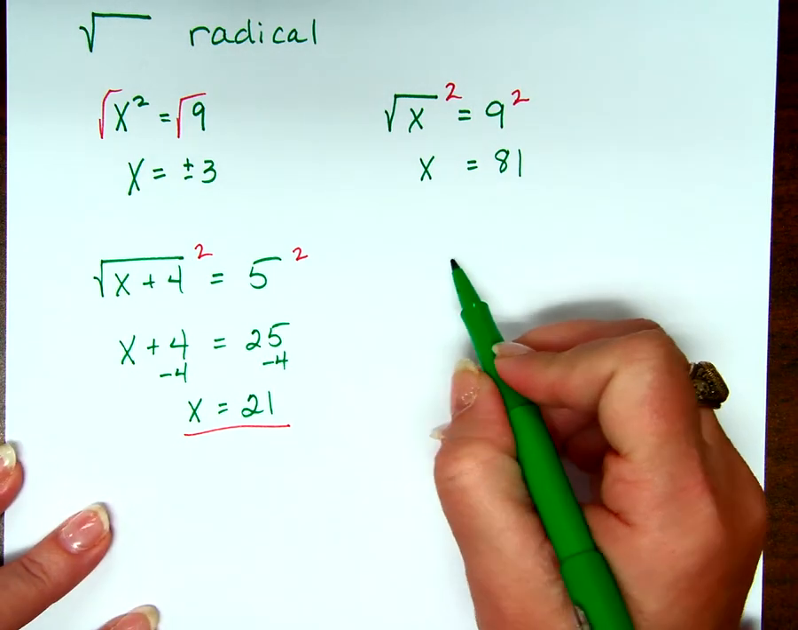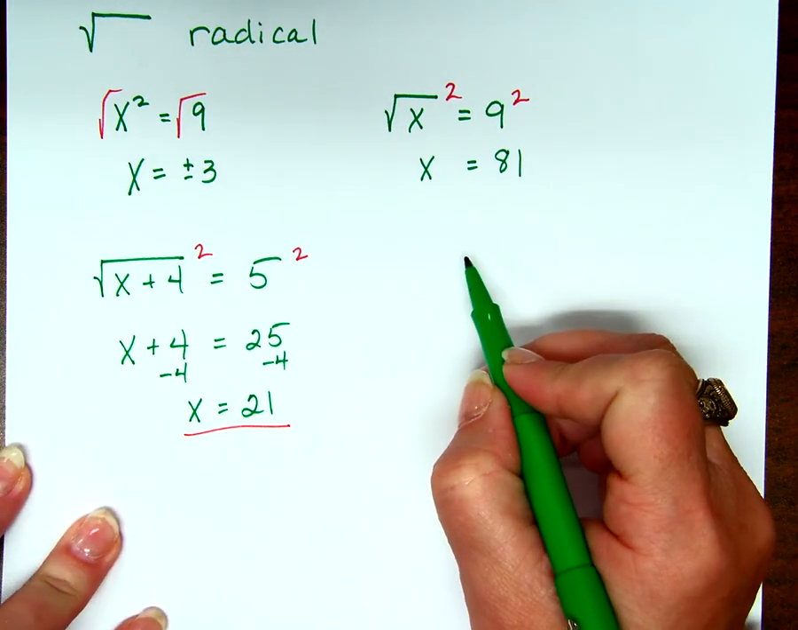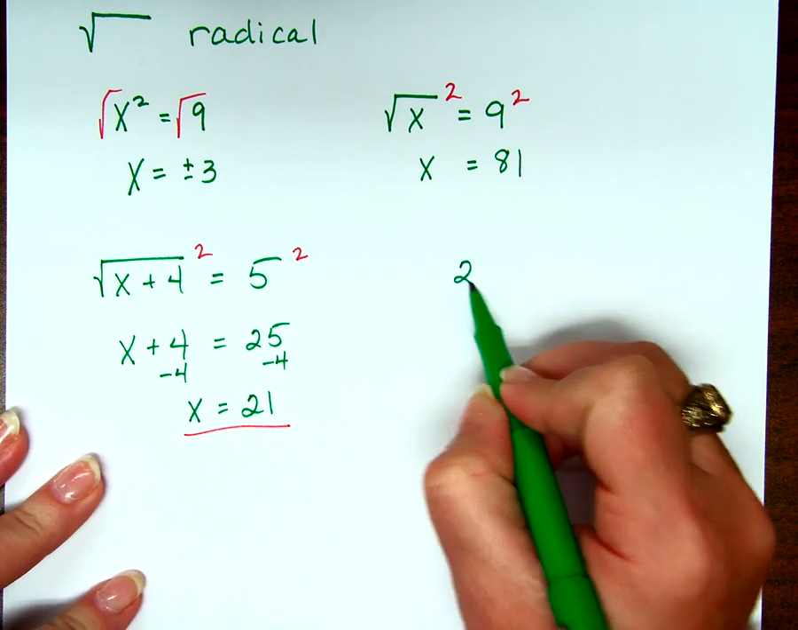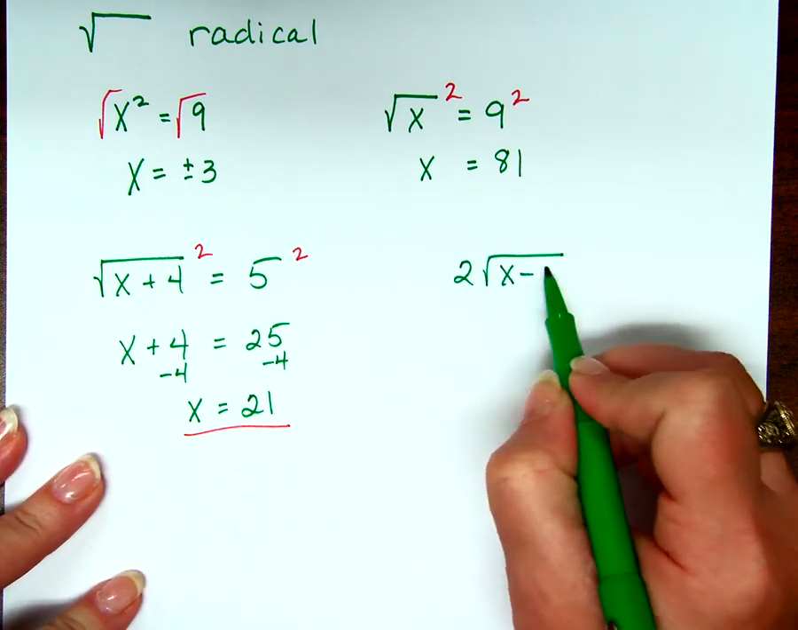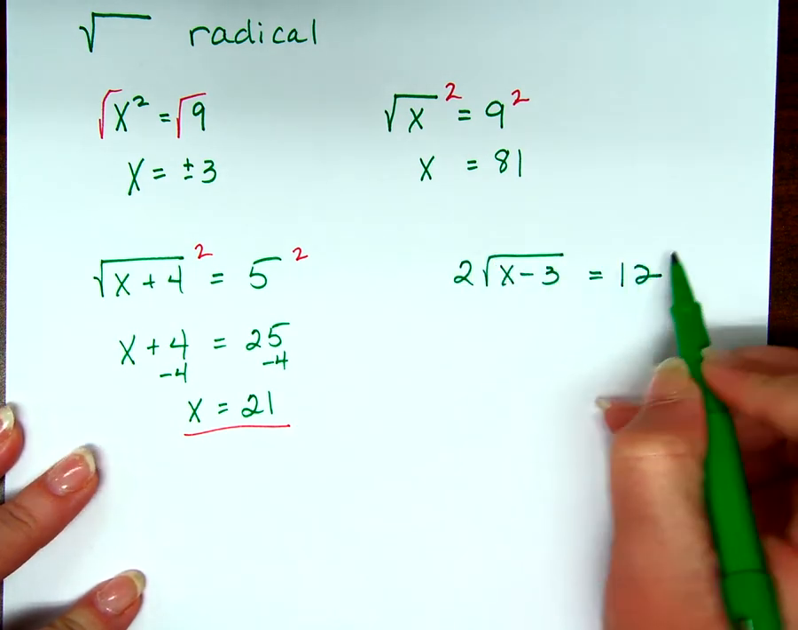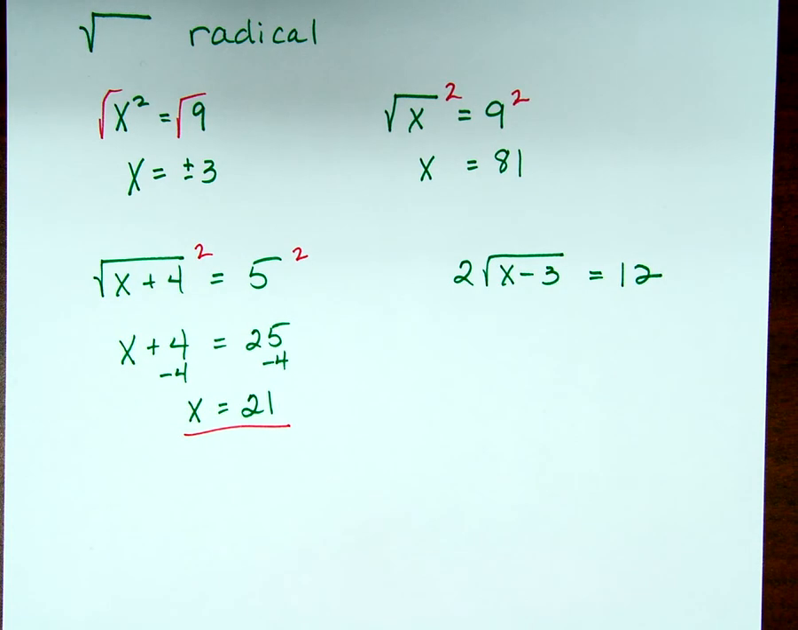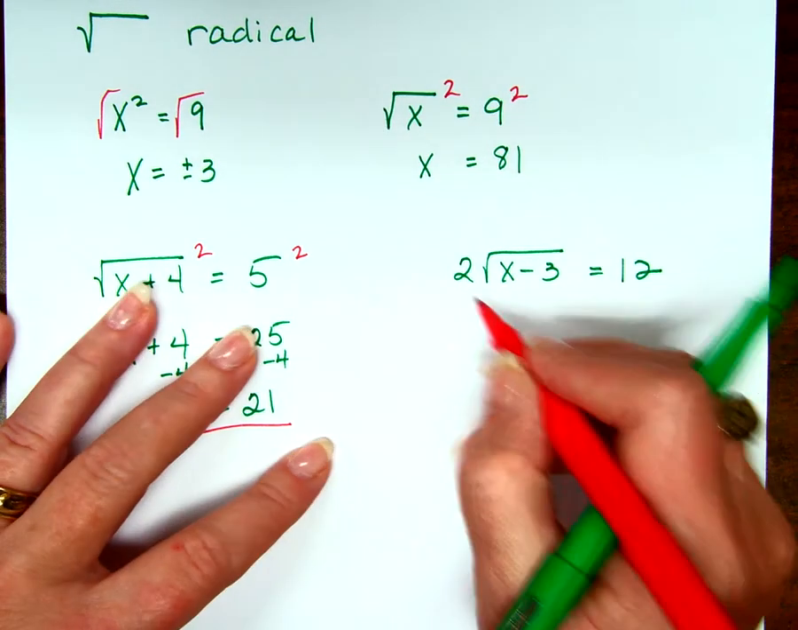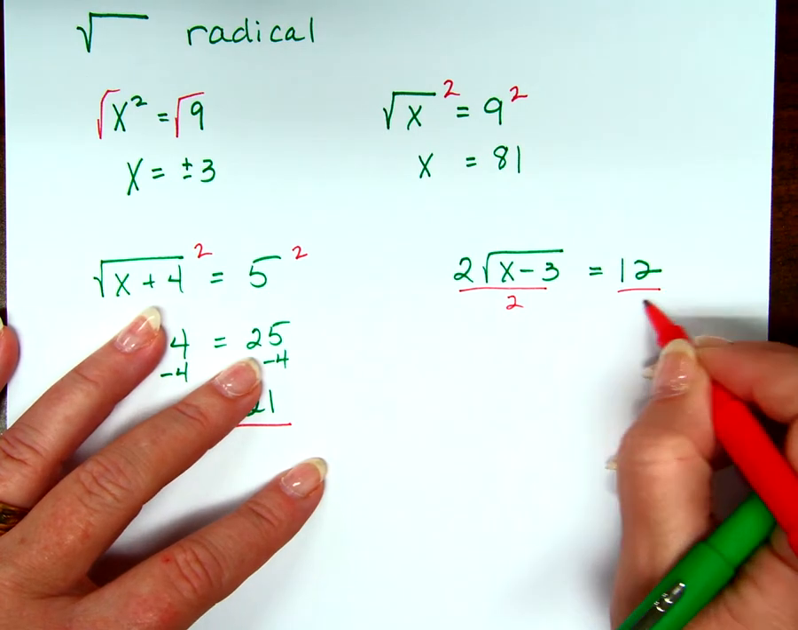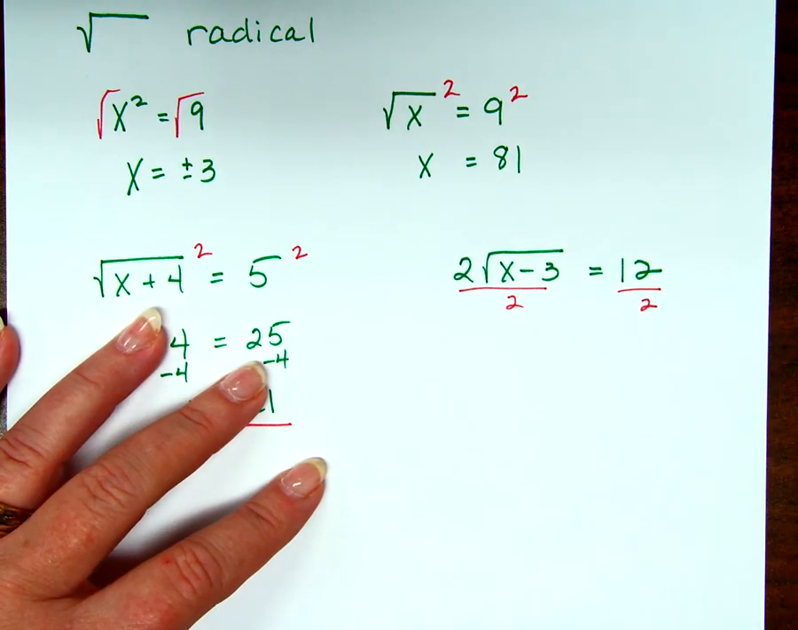Ooh, let's go a little harder here, right? You want a harder problem? 2 times the square root of x minus 3 equals 12. Ooh. Why do we have to divide by 2 first? Why can't we square both sides first? Can I square both sides first? Can I? Yes, but it's easier if we divide by 2 first, right? I want to isolate the radical first.